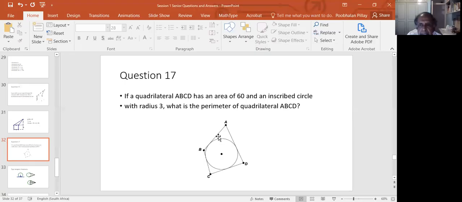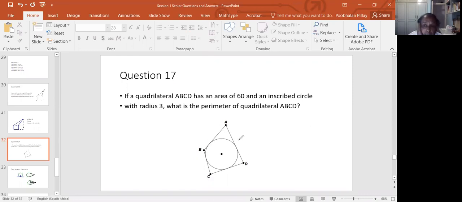Problem 17 says you've got a quadrilateral ABCD. Its area is 60. So you're given the area of this entire quadrilateral. I'm not going to write it down, but we know this full area is 60. And you have an inscribed circle, a circle which is inside it, of radius 3. So this circle here, we know its radius is 3. And the question is, what is the perimeter of this?